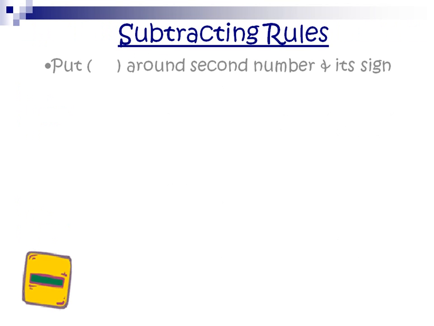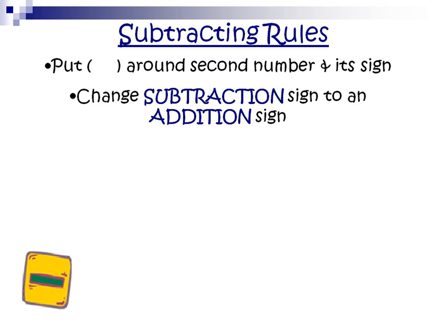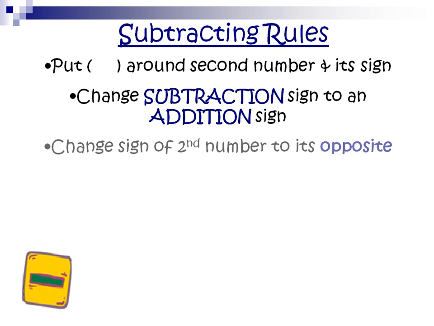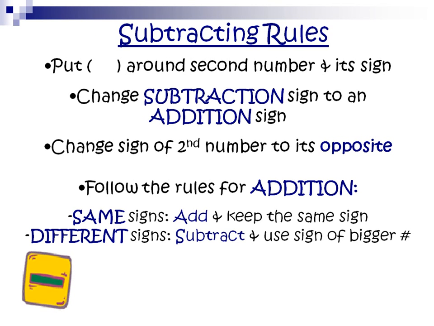Subtracting rules. We're going to put a parenthesis around the second number and its sign, change the subtraction sign to an addition sign, change the sign of the second number to its opposite, and follow the rules for addition after we do that. So same signs, add and keep the same sign; different signs, subtract and use the sign of the bigger number.